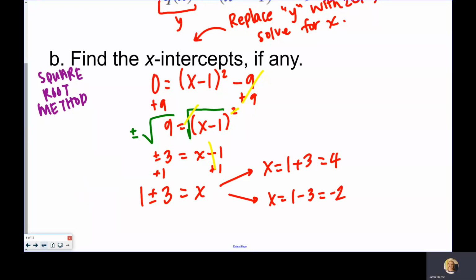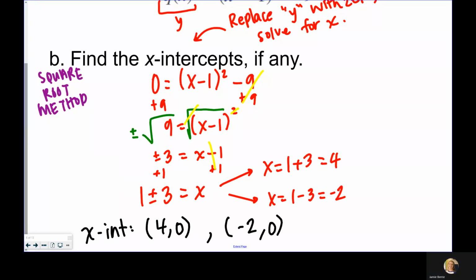All right, so let's write our x-intercepts as ordered pairs. Our first x-intercept would be the ordered pair 4, 0. Remember, we replaced y with 0. That's why y is 0 here. And then negative 2, 0. That's my two x-intercepts. All right, so that was part B. Let's see what we're doing next.